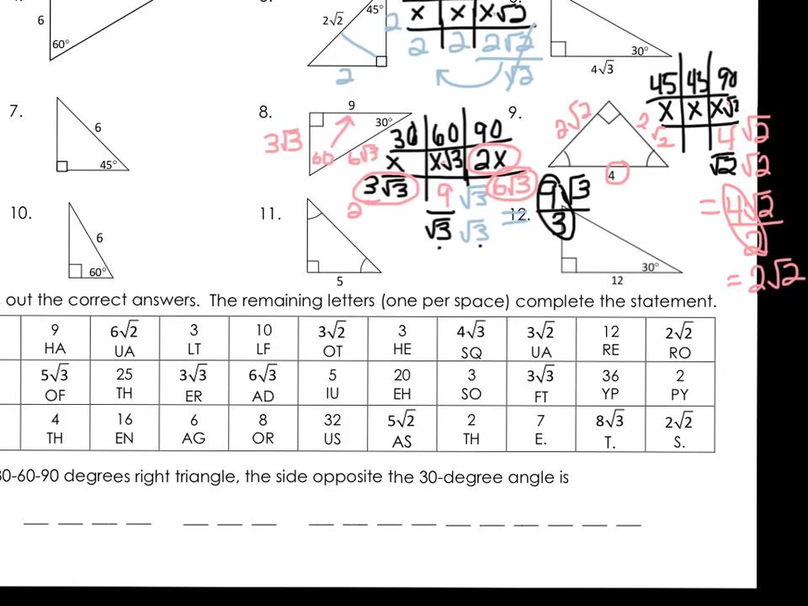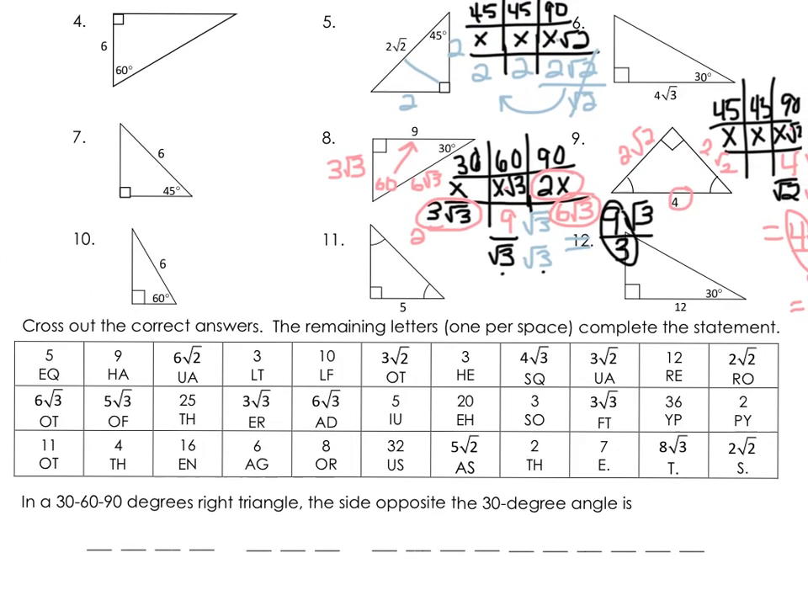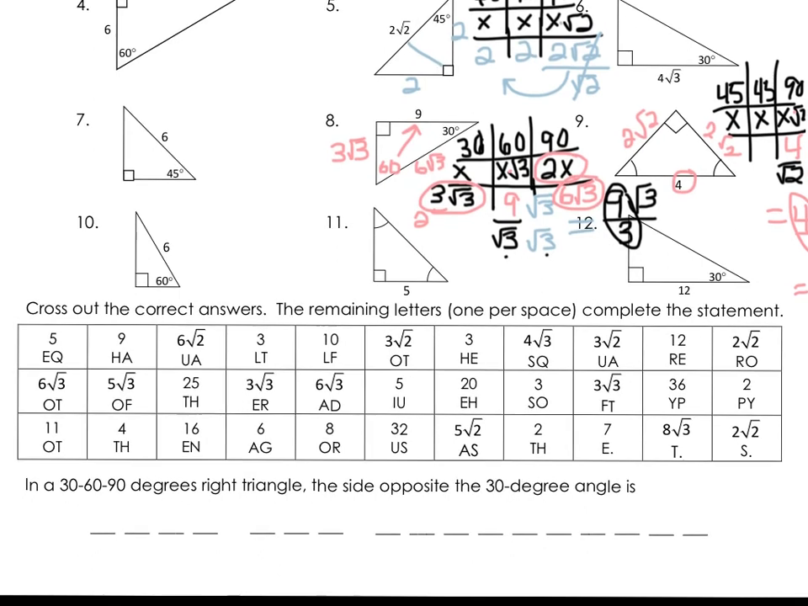Hopefully that helped. In order to get full credit on the assignment, just go through and cross out all the answers you got. Like, see how we got 3 square root 3? So you would just find it down here, cross it off. We got 6 square root 3. So you'd cross that off. And the remaining letters will give you the answer to that riddle down there. Good luck.